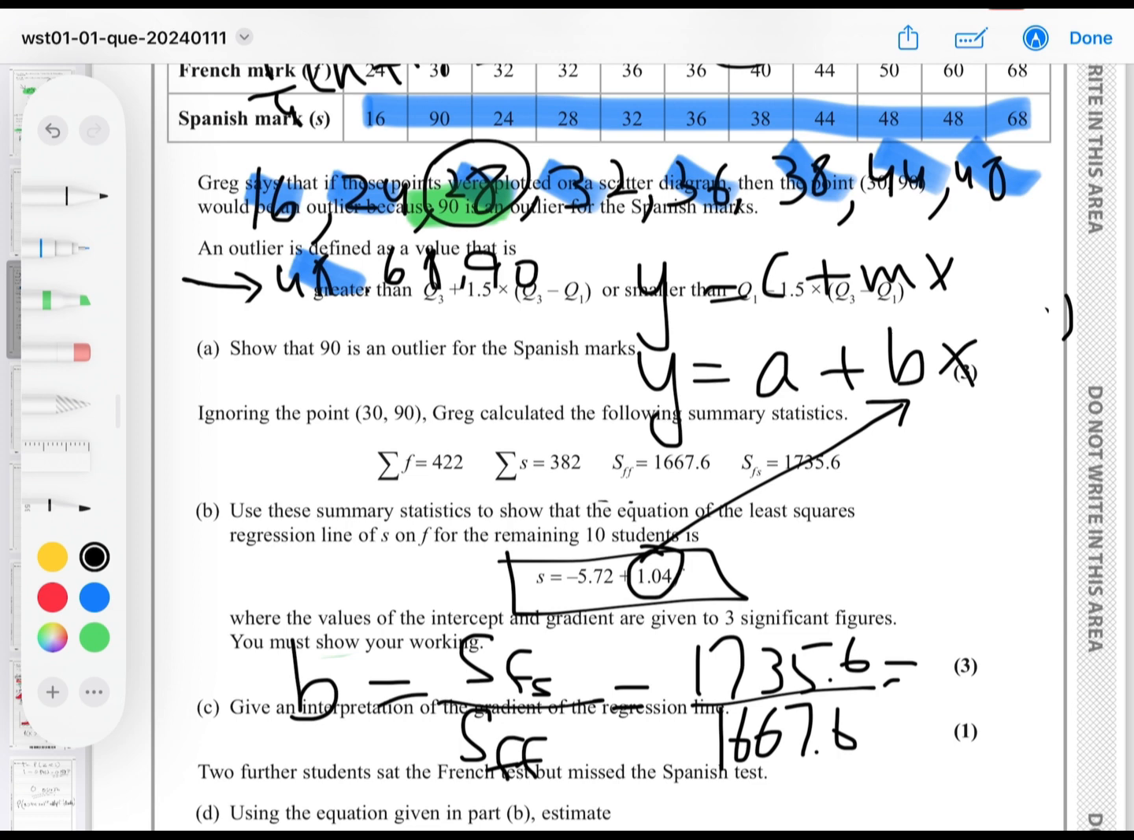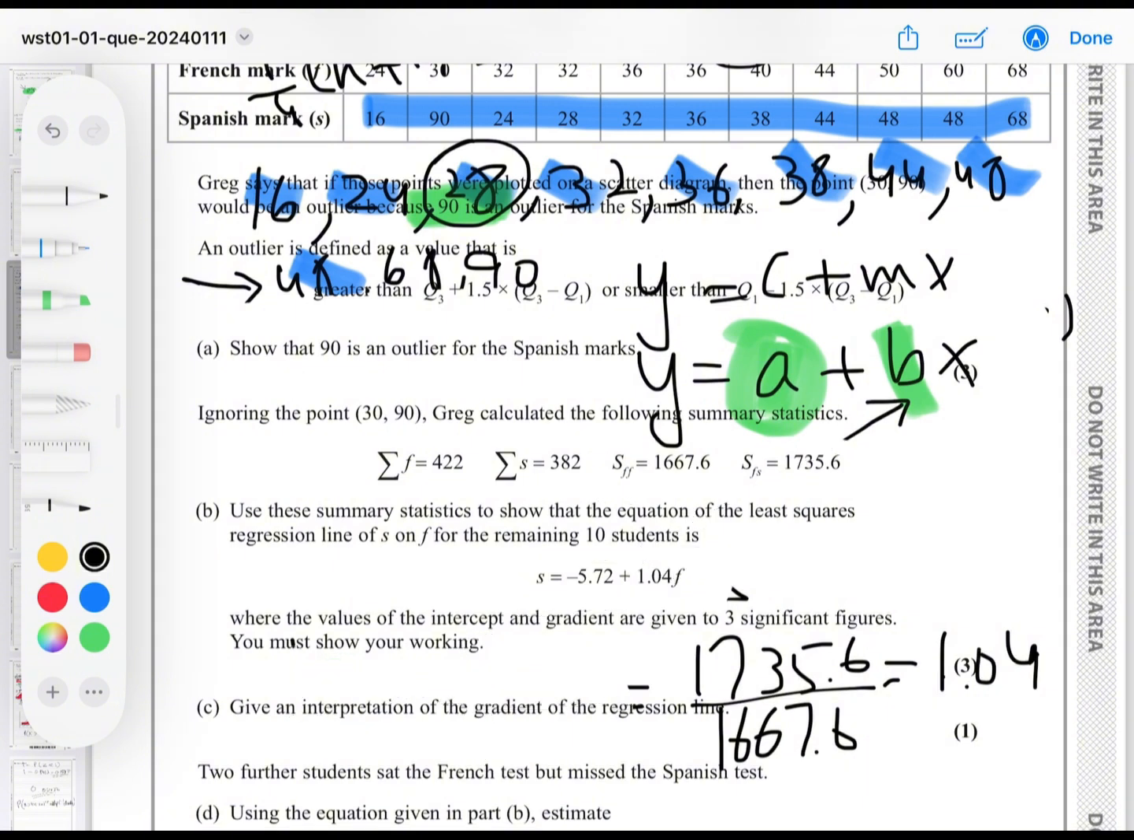Okay, by putting this in the calculator, I got 1.04. Now this one is done. Now calculating the value of a, which is the y-intercept. The formula for this, which you have learned in the book. So the formula for a is, this is the y-intercept.